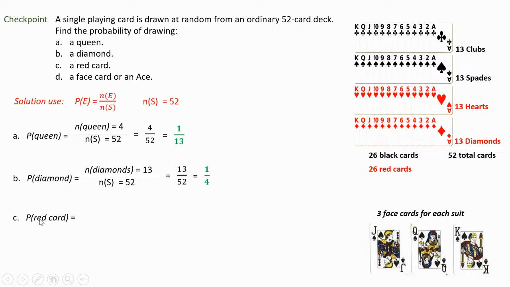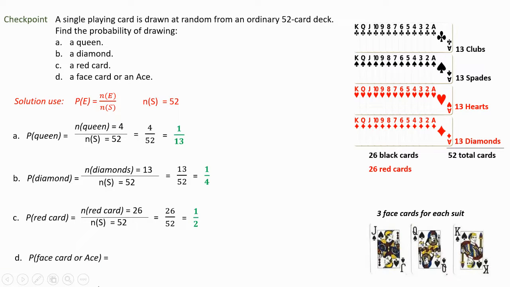Now how about part C? It's going to be a red card. If we notice, there are 26 black cards and 26 red cards. So the number of red cards is 26 over the sample space, which is 52. So 26 over 52 is equal to 1/2. So that's the answer for part C.